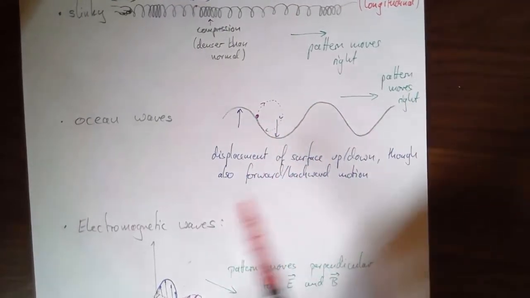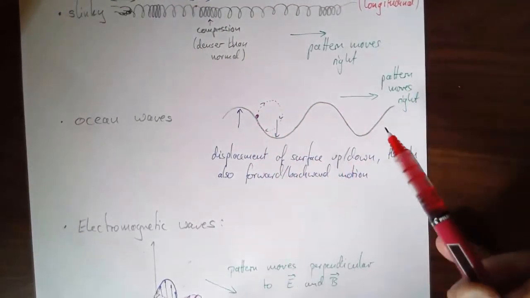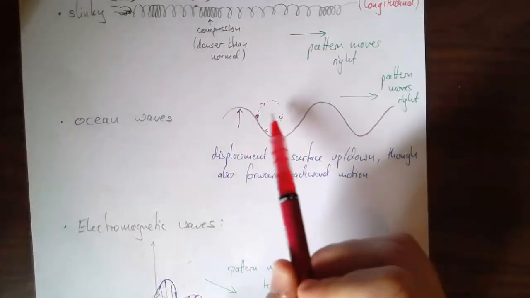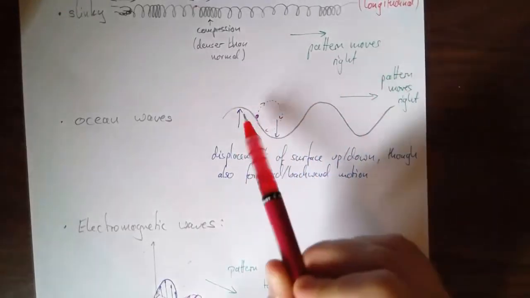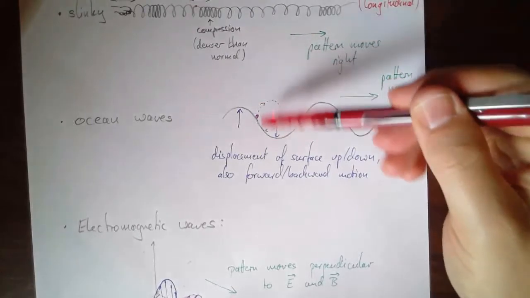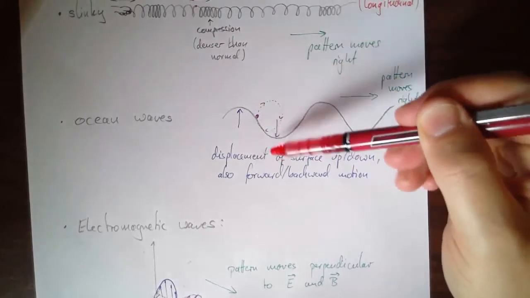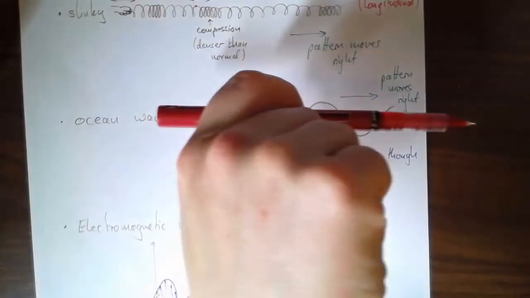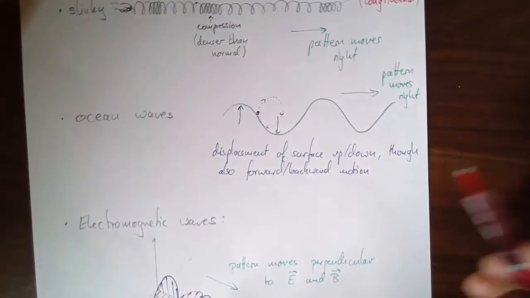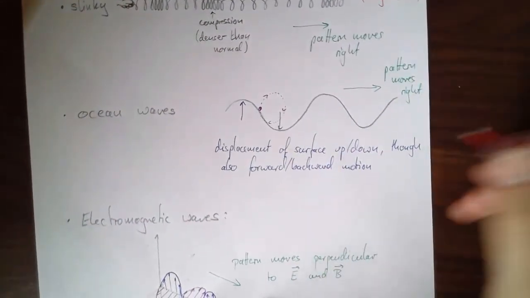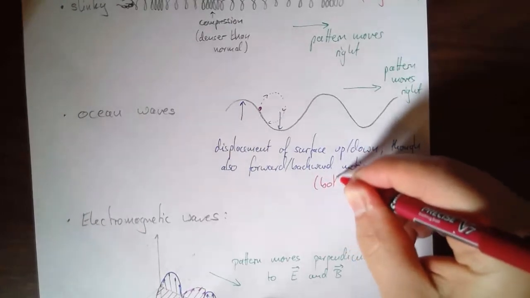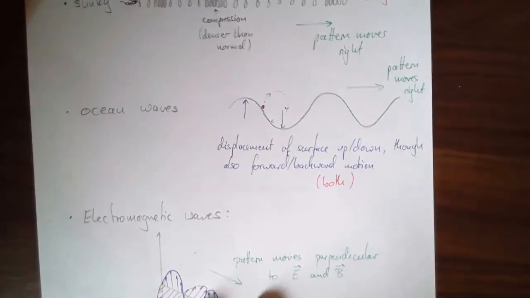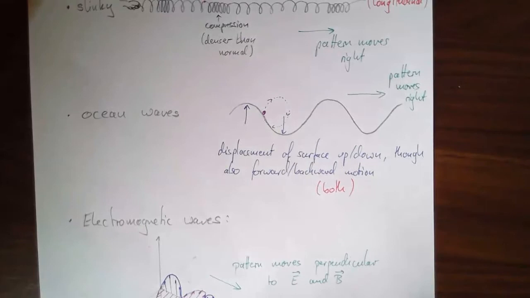What does that mean? It means it's both longitudinal, it's the left-right motion, the same direction as the wave as a whole, but also transverse, right? It's going up and down, perpendicular to the direction of the motion of the wave. So this is both longitudinal and transverse.